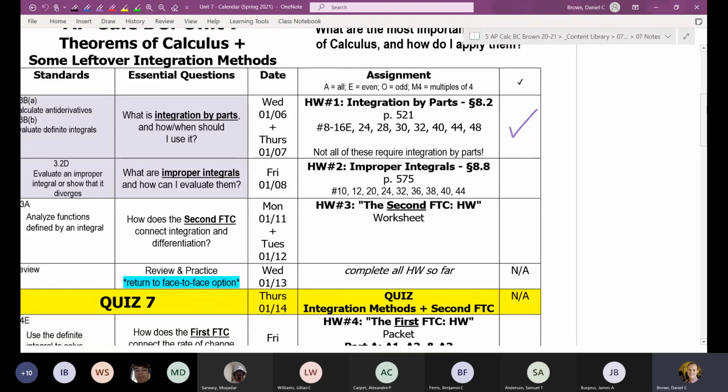So when we regroup and come back to school after the weekend, or I guess virtually, we'll finish up those notes with improper integrals. And then on top of that, we'll go ahead and begin this idea of the second fundamental theorem of calculus, comparing it to the first fundamental theorem of calculus.